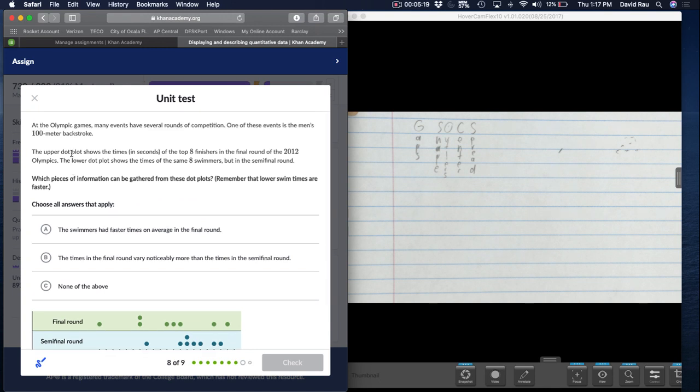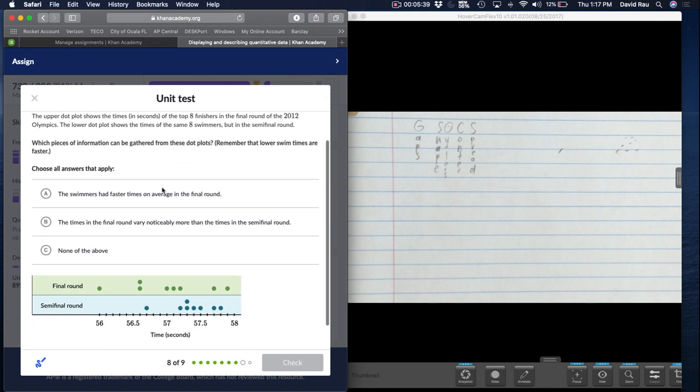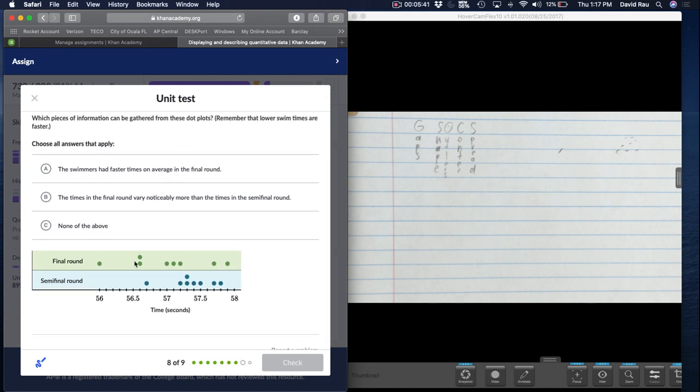It says, at the Olympic Games, many events have several rounds of competition. One of these events is men's 100-meter backstroke. The upper dot plot shows the top 8 finishers in the 2012 Olympics, and the lower dot plot shows the times of the same 8 swimmers, but in the semi-final round. Which pieces of information can be gathered from these dot plots?